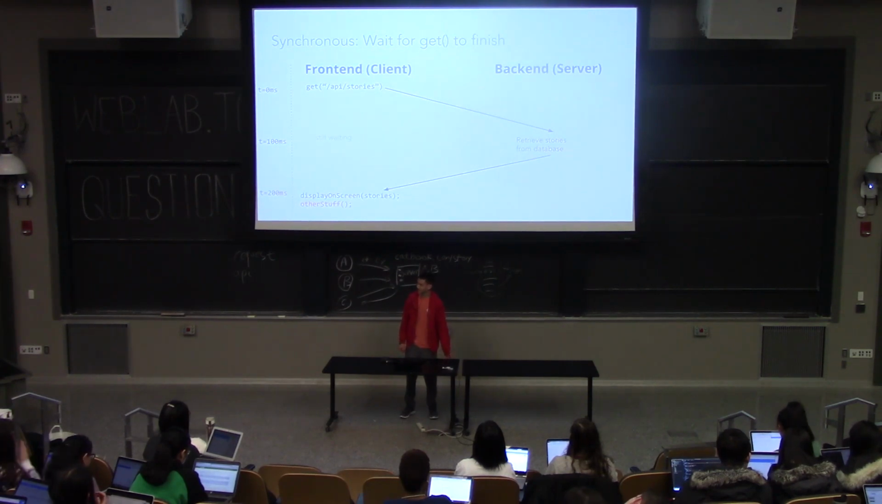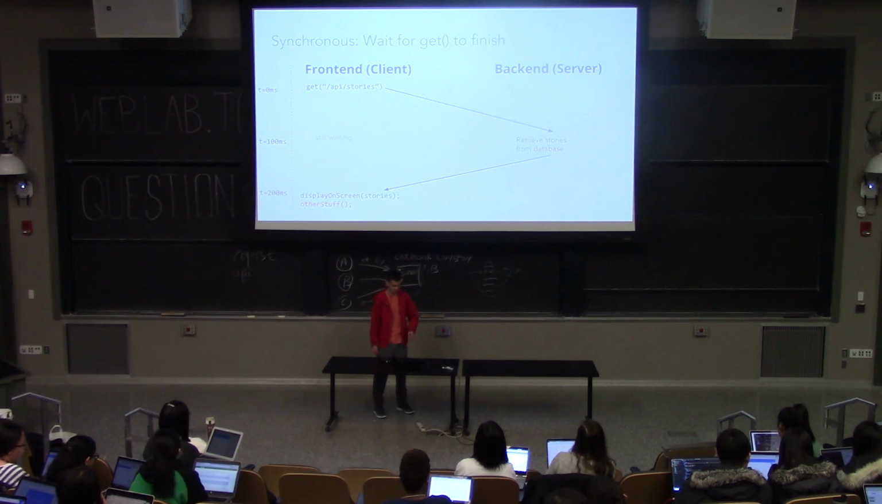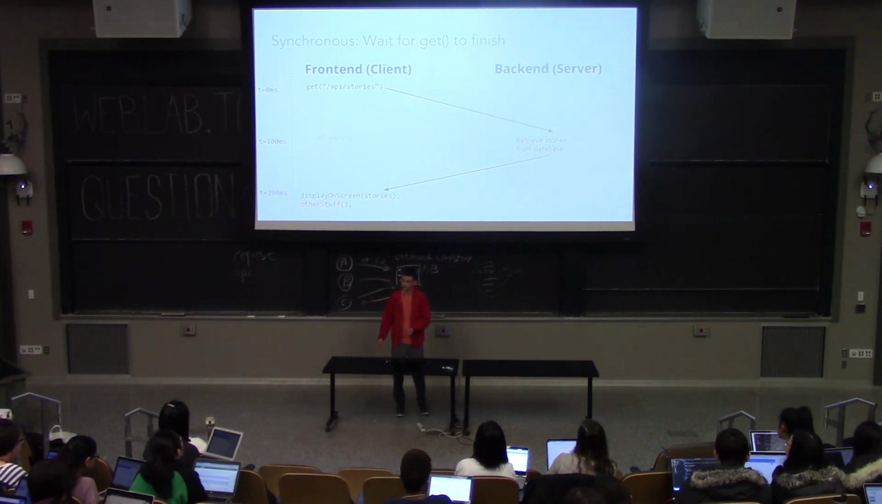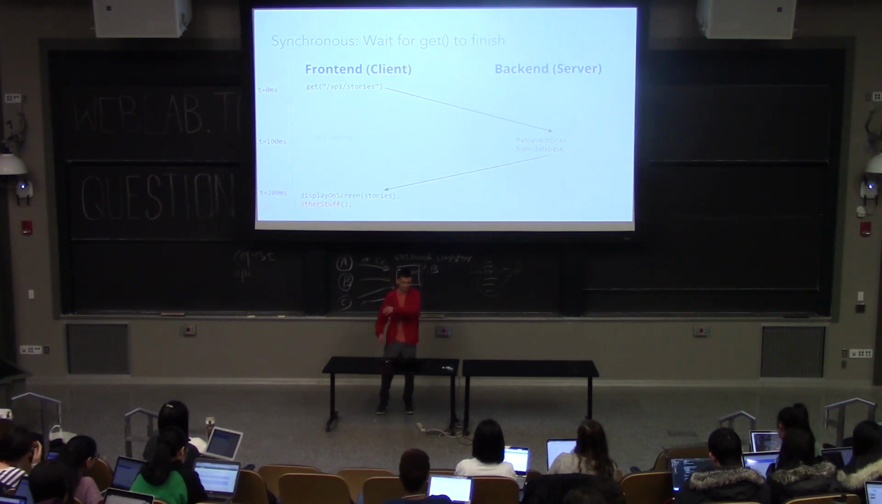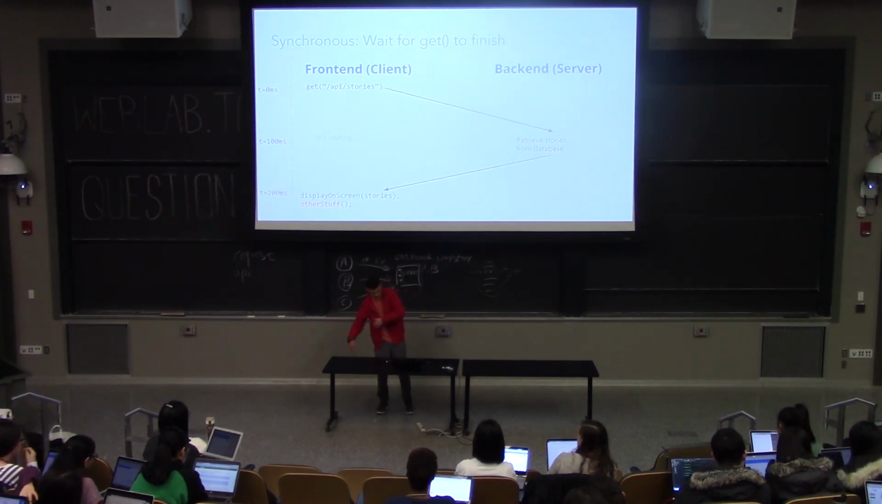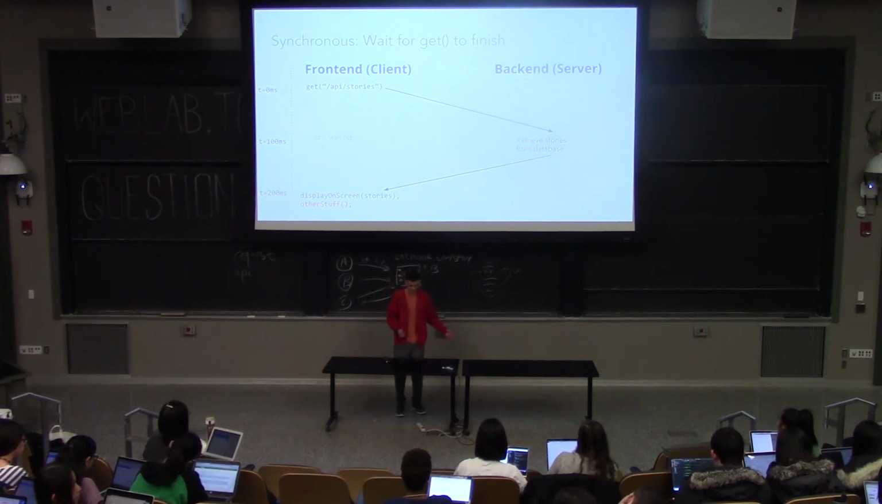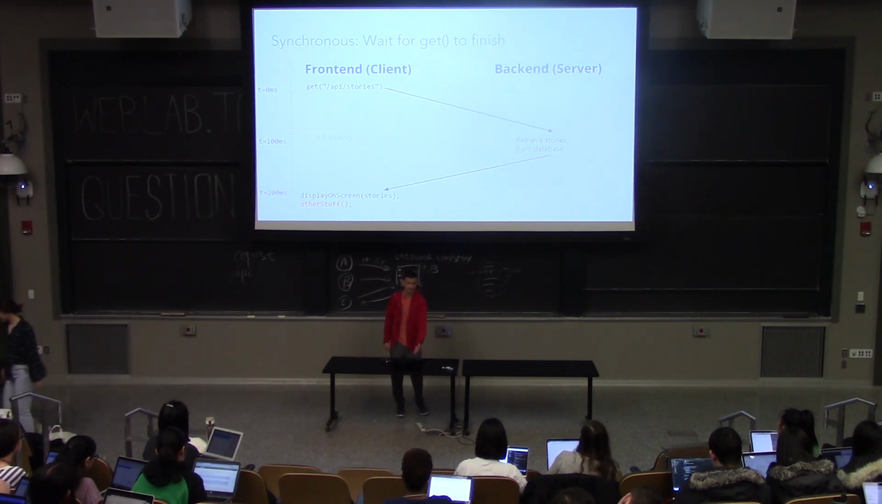If you imagine this might be the timeline of what's going on. You send the GET request at time equals 0. It has to travel over your Wi-Fi to get to the backend server. The backend server has to go into its database, pluck out all the stories, and send it back to you. Another trip over Wi-Fi. By the time it gets back to you, 200 milliseconds went by, and you haven't done a single thing. So you've wasted a ton of time.